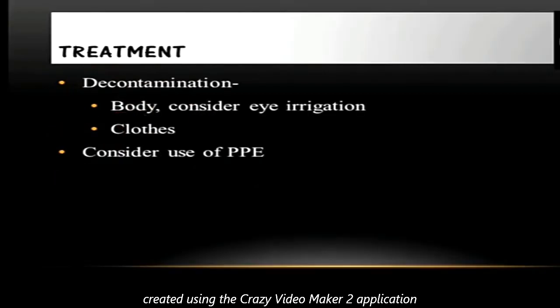Now, what action should be done? Immediately, as soon as the patient arrives in the hospital, first we have to check the basic things, that is A, B, C, D, E. A stands for airway, B stands for breathing, C for circulation, D for disability, and E is for exposure. And right away we have to start the treatment.